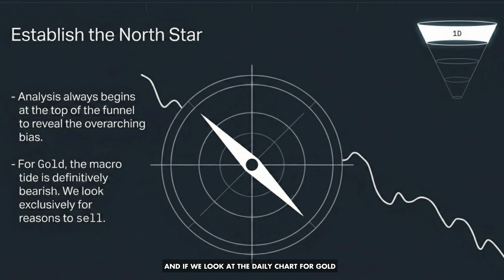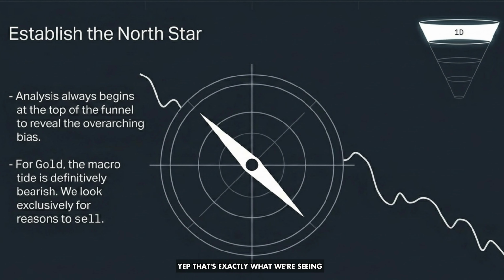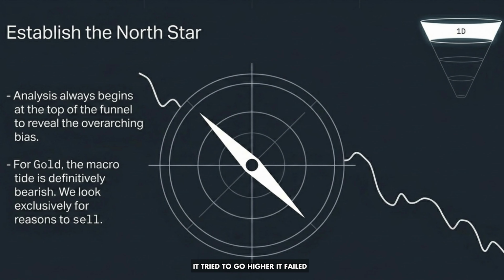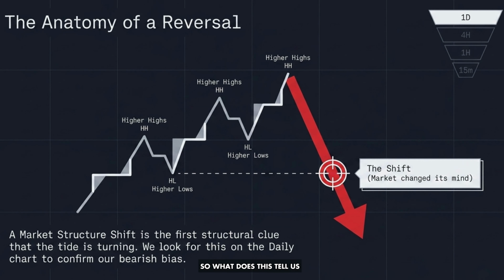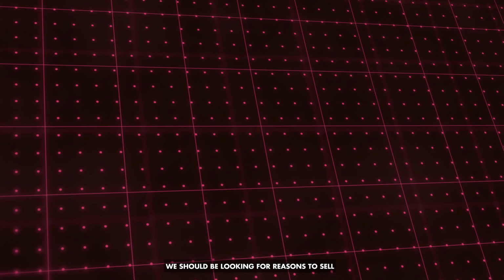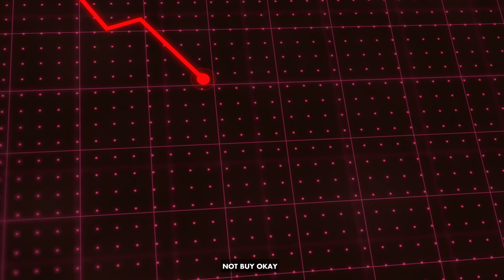And if we look at the daily chart for gold, yep, that's exactly what we're seeing. It tried to go higher, it failed, and then it smashed through that last low. So what does this tell us? The big takeaway here is that our overall bias is bearish. Plain and simple. We should be looking for reasons to sell, not buy.